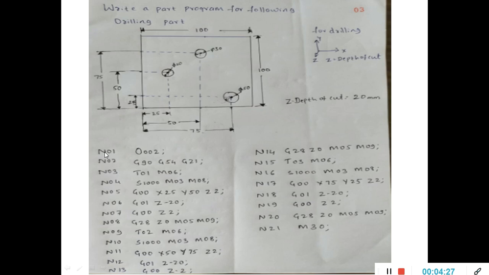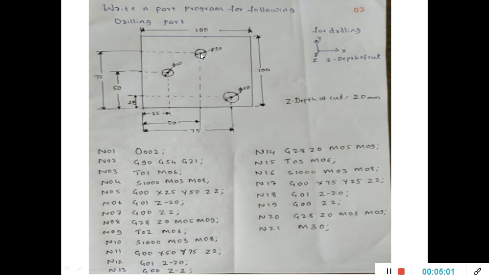So block number 1: N01 O002. What I told you, O means the program number, so O002 means program number 2. Second block: G90, G54, G21. Remember what I told you? G90 means absolute coordinate system. All the dimensions are taken with respect to the origin. We have taken here x is 25, y is 50, meaning we have taken these values from the origin.